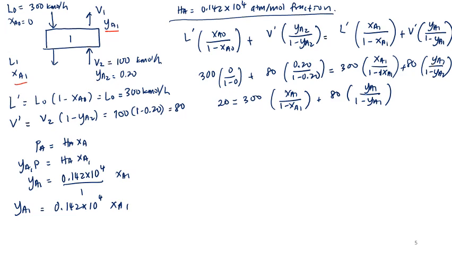In this case, you have two equations and two unknowns. This is equation 1 and this is equation 2. You can work on solving XA1 or YA1 first, whichever. But the idea is you can solve for XA1 and then YA1. So you solve for XA1, and you get XA1 equals 1.41 times 10^-4. And then you can get YA1. So YA1 equals 0.20.